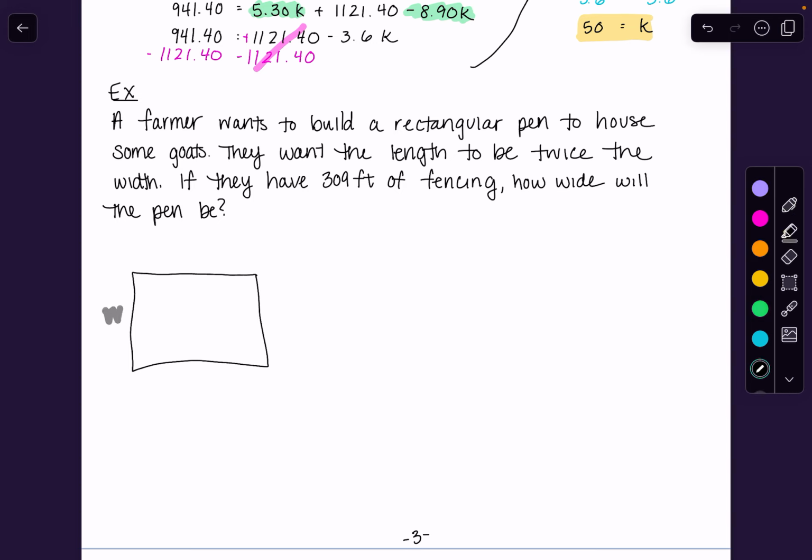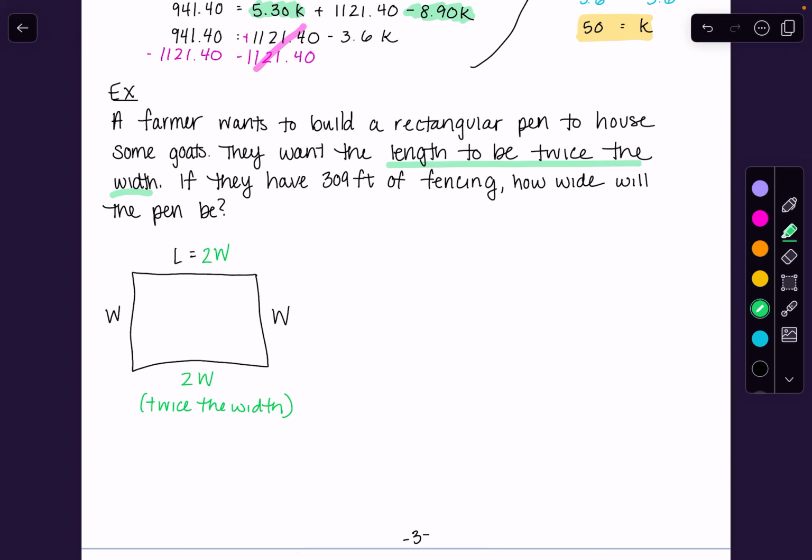So I'm going to label two sides with W and try to make an equation just involving W. I don't know the length either, but they do give me this piece of information that the length is going to be twice the width. So what I can do is I really can say this side is 2 times the width. Okay. So I have all sides of my rectangle in terms of W.